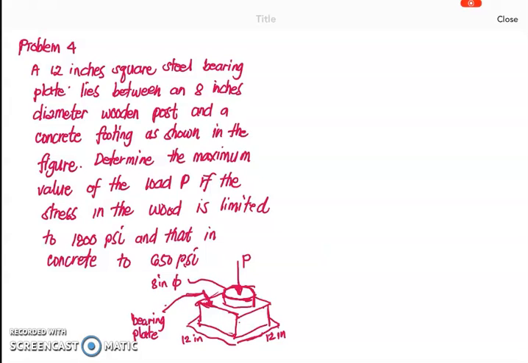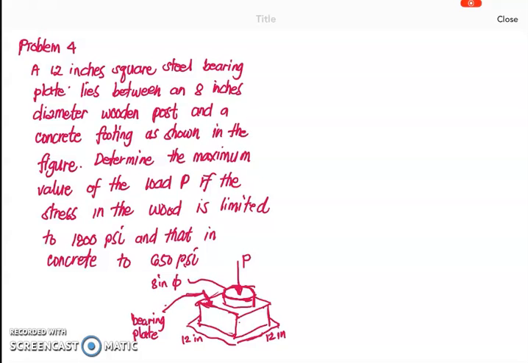So we are given here our figure. You have a wood, you have a concrete. On top we have a wood which has a diameter of 8 inches, and we have a concrete which has a dimension of 12 inches. So we have an applied force P. What would be the maximum value of the P if our stress in the wood is limited to 1,800 psi and that of the concrete is 650 psi? So from here we have to investigate what would be the value for our maximum load. That will be the safe maximum load that will be applied.